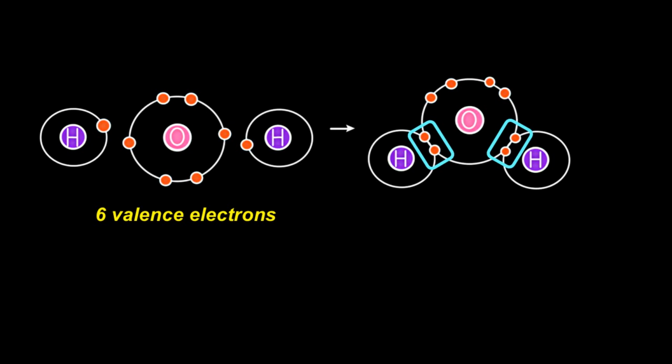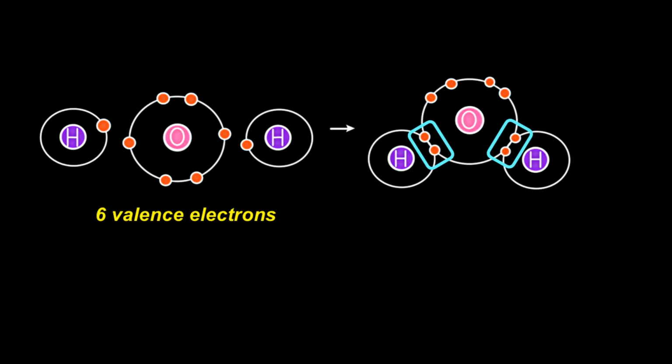For example, let's look at water. Oxygen has 6 valence electrons, and it needs 2 more to complete its octet. Hydrogen has 1 valence electron and needs just 1 more to be stable. So what happens? Oxygen shares 1 electron with each hydrogen atom, and that forms 2 covalent bonds.